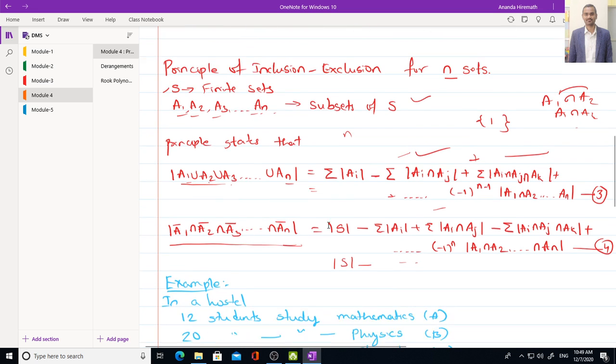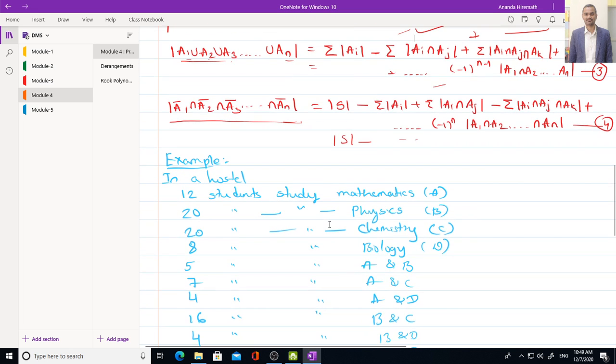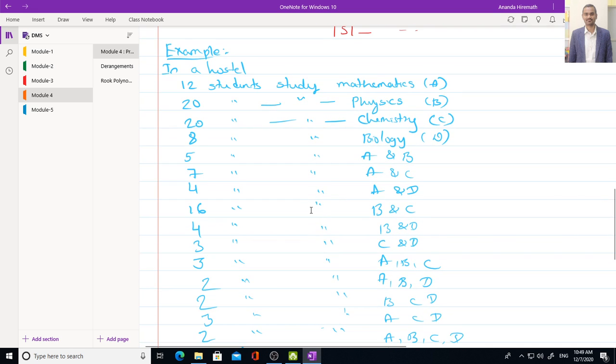I'll take one example, then it will be more clear for you where to apply this formula. Let us assume that in a hostel there are 12 students who study only mathematics. Let us denote it by A. The students who study mathematics will be denoted by A, or they belong to set A. Then we have 20 students who study only physics. Physics is denoted by B.